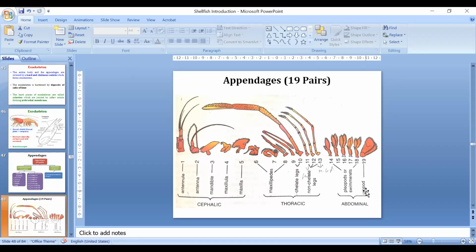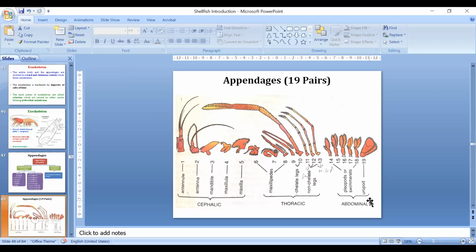Okay. So now the abdominal segment, 1, 2, 3, 4, 5. So first to 5, they are known as pleopods or swimmerets. So this is the first pleopod, second pleopod, third pleopod, fourth pleopod, and fifth pleopod. And this is the last appendage, which is present on the last segment of the abdomen, known as a uropod. Now I think it is clear to everyone.